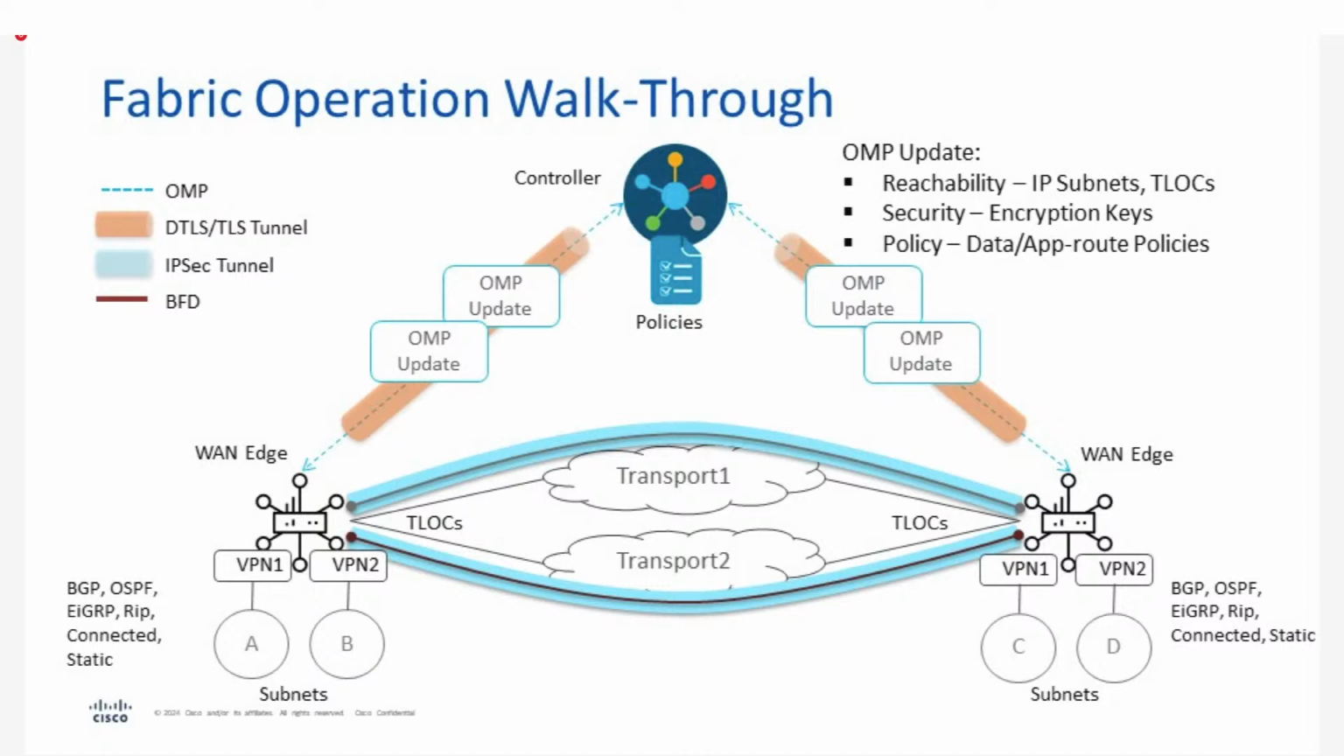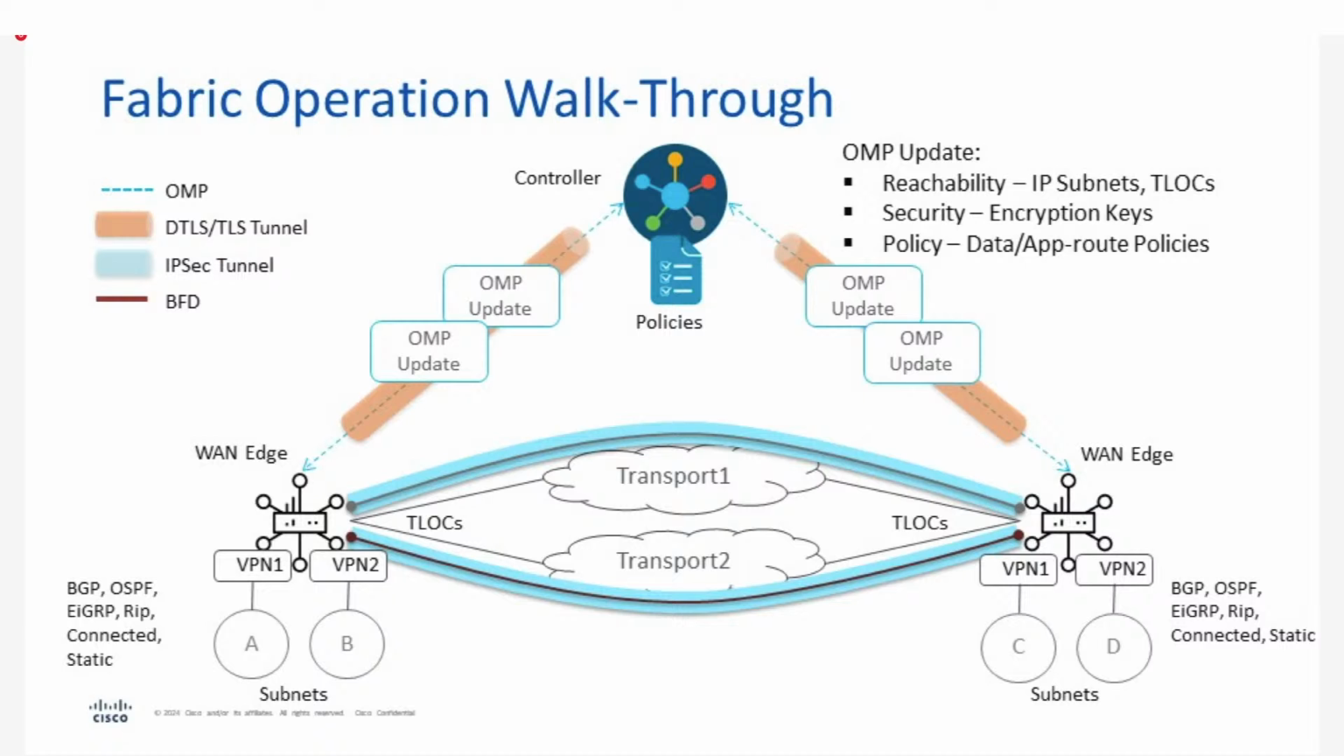So this is mainly to give the liveliness of the circuit. It also gives us loss, latency and jitter information as well. So once the BFD is established, next comes your LAN segments or your service VPNs.